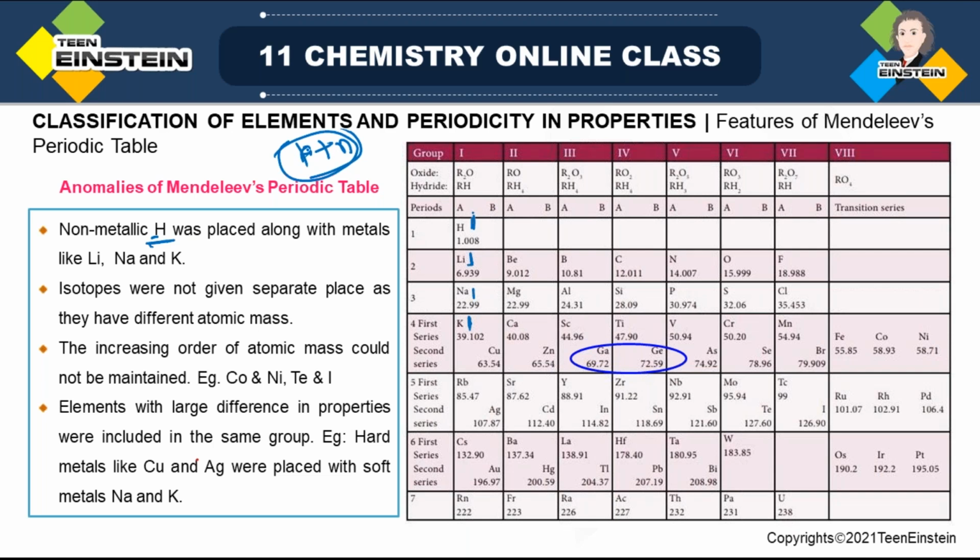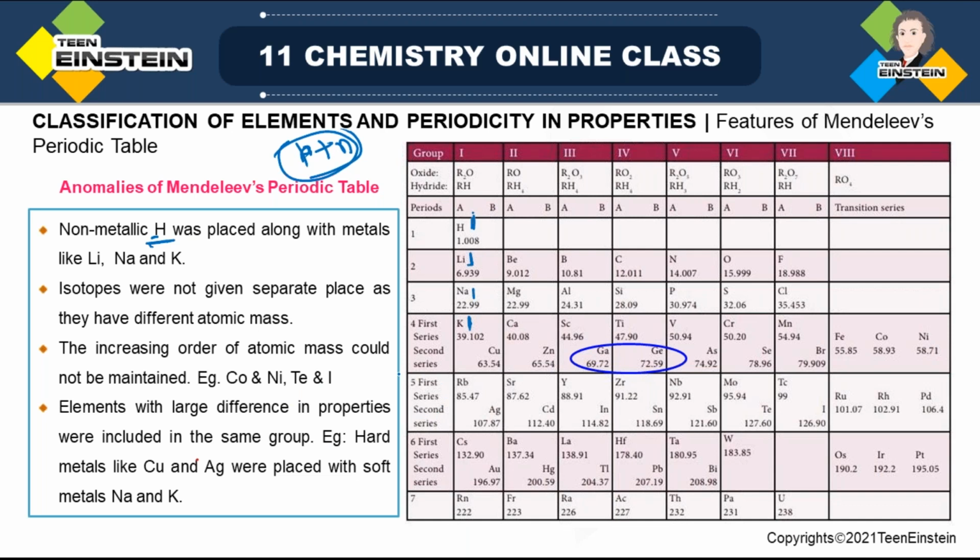Now, this periodic table is based on atomic weight. Just take the example of carbon. We know there are different isotopes, C12, C13, C14. But as they have different atomic masses, they should not have the same position in the periodic table. They should have different positions, right? But that is not given in this periodic table.